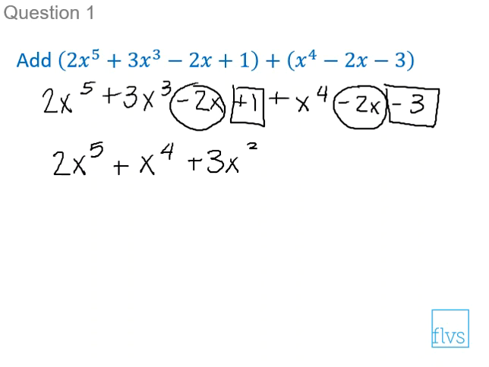So 3x to the 3rd. There is no x squared. And then negative 2x and negative 2x is negative 4x. And then we have negative 2. Notice when I added the negative 2x and negative 2x, I don't change the power, I just change the number in front. That's a very important concept when we talk about adding.